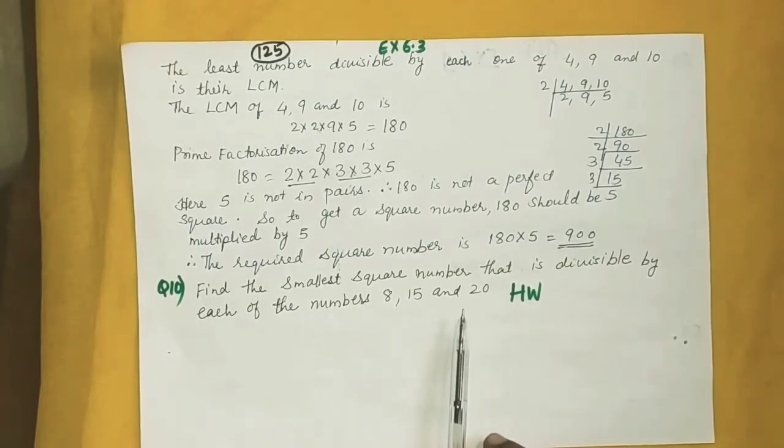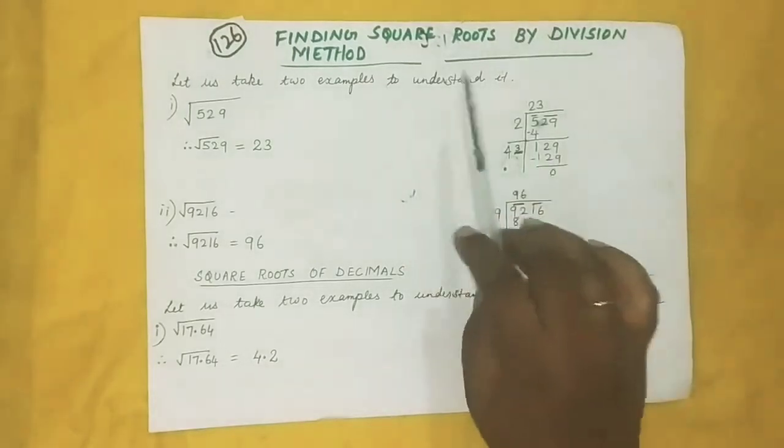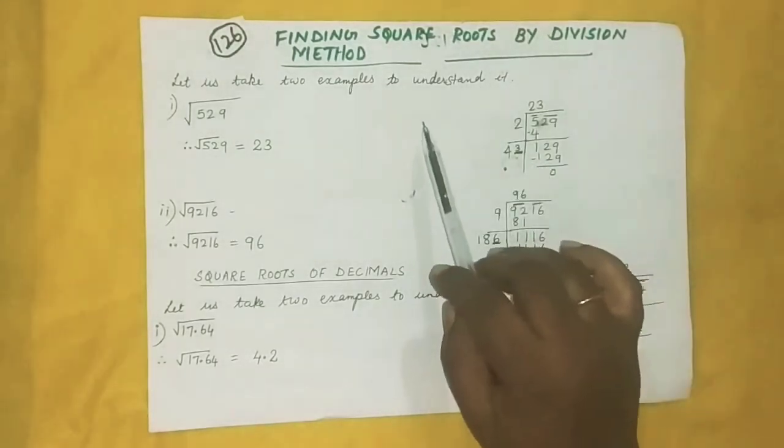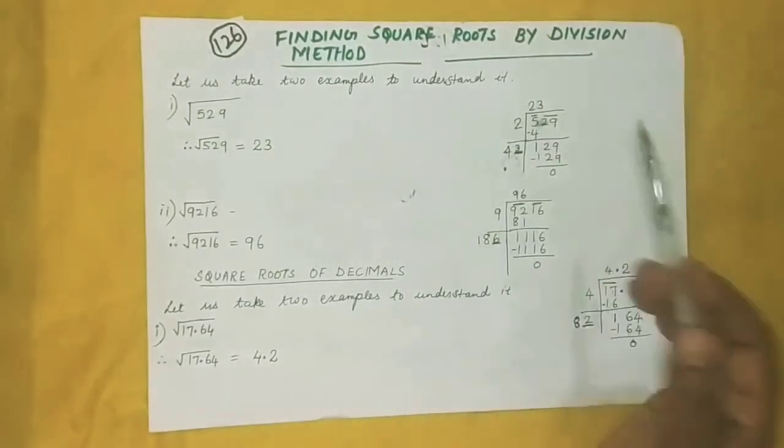Then that LCM, you have to make it a square number by multiplying it by the smallest number. You have to multiply and make it a square number. Finding square roots by the division method. Let us take two examples to understand it.